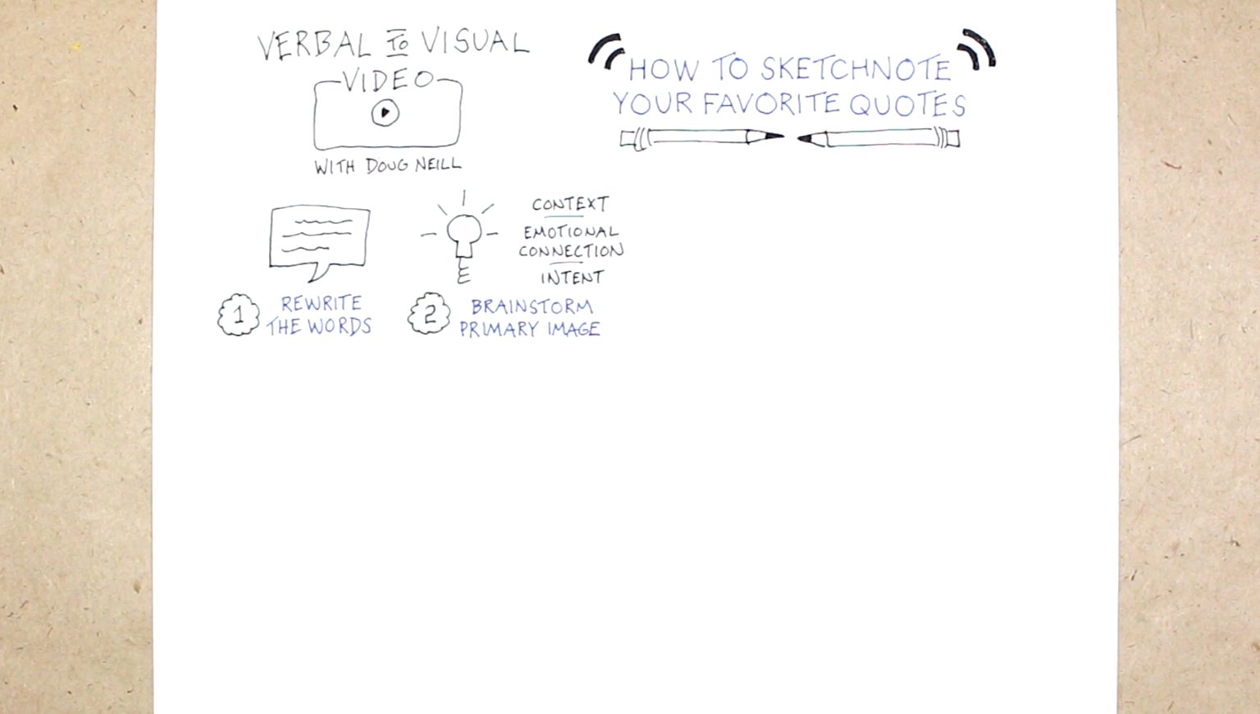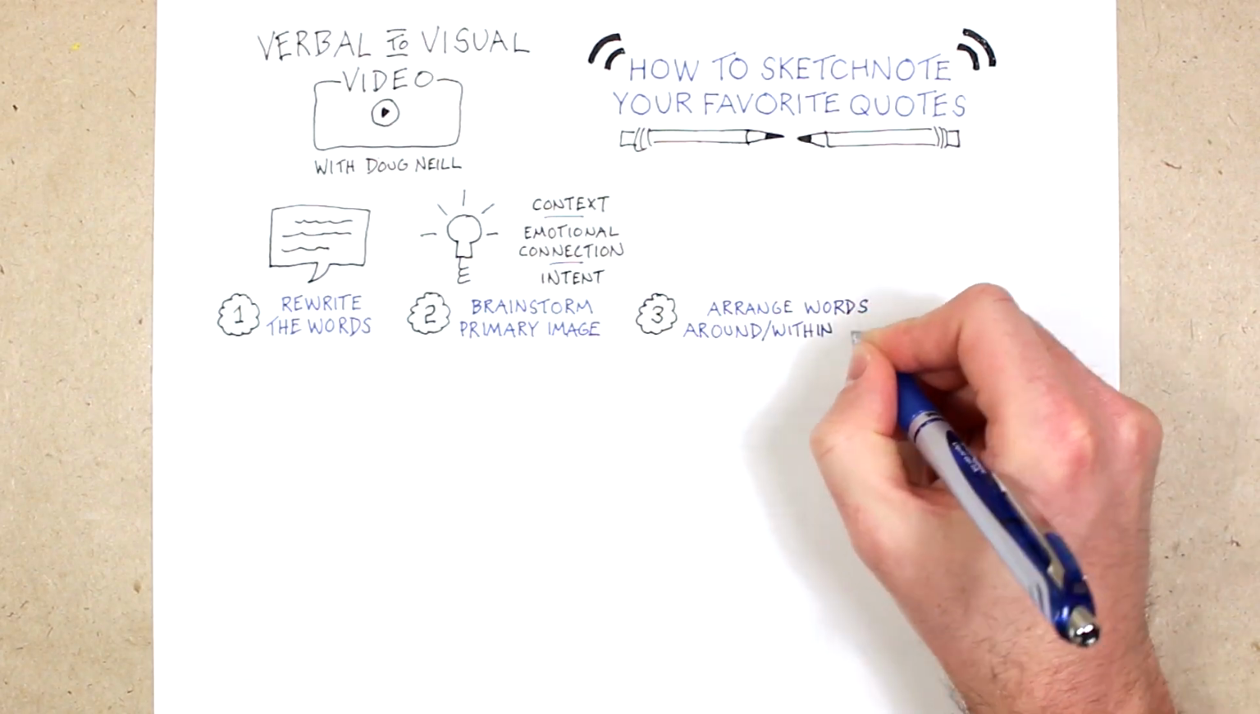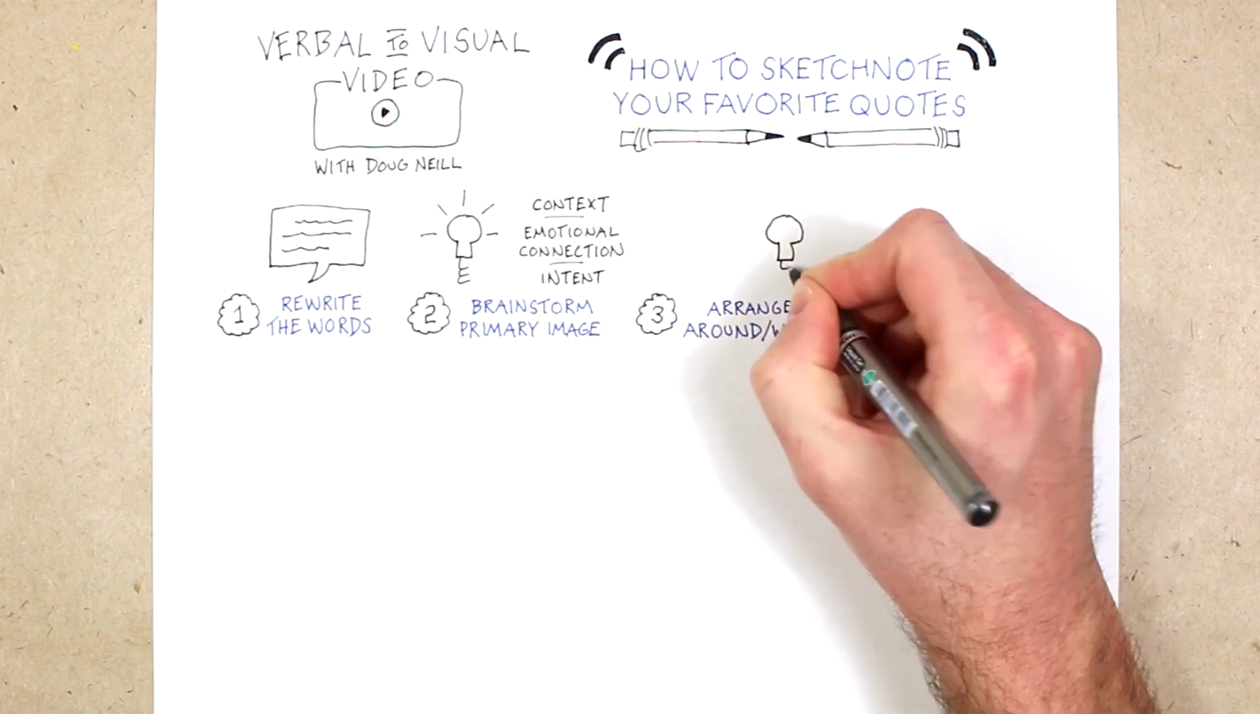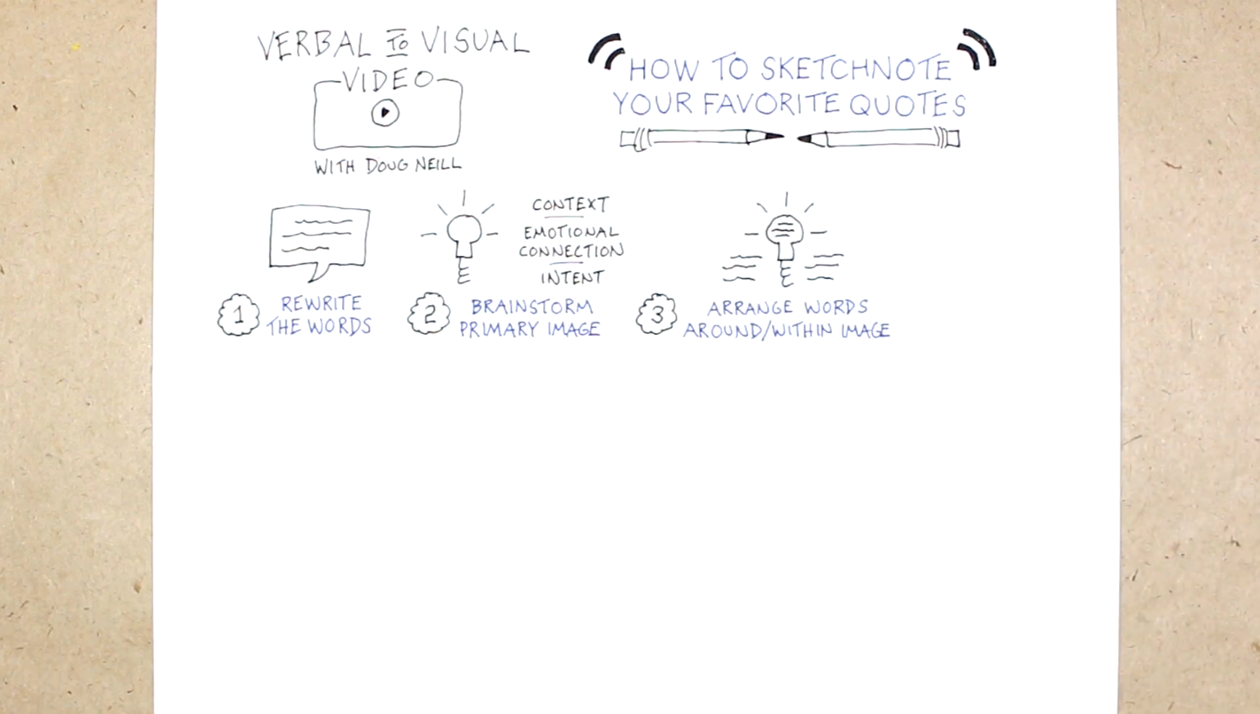Once you have got the image down in a form that you like, then start to play around with how you can arrange the words either outside of that image or within the image itself. As you're playing around with whether or not to put the words to the left or the right or above or below or inside the image, try also emphasizing certain words, either by making those important words bigger or making them bolder or giving them a unique style.